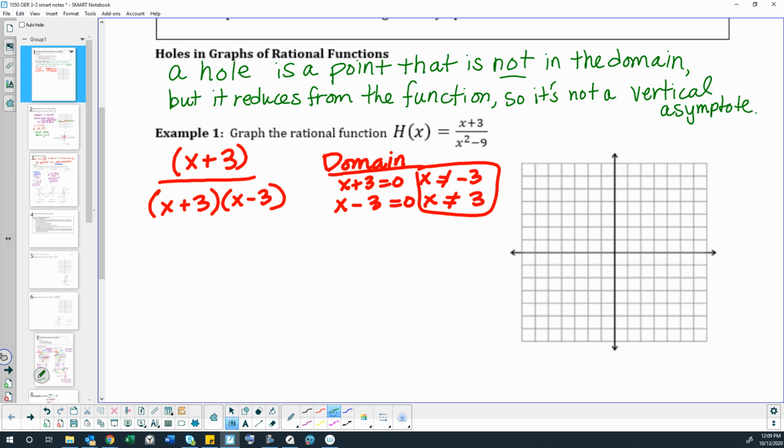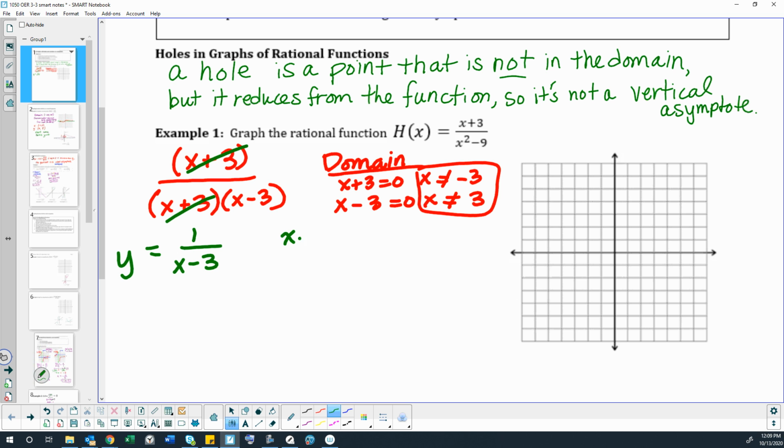So we do have something that reduces this time right here, leaving us with the function 1 over x minus 3. Going to say y equals, because that's not our actual beginning function, h of x, because it reduced, but it is going to tell us what our graph looks like. Okay, now we're going to find our x and y intercepts.